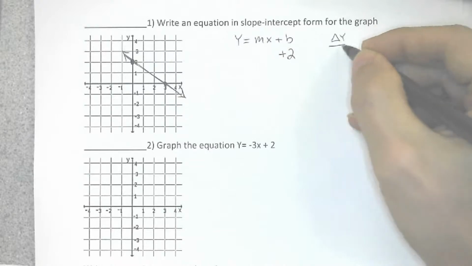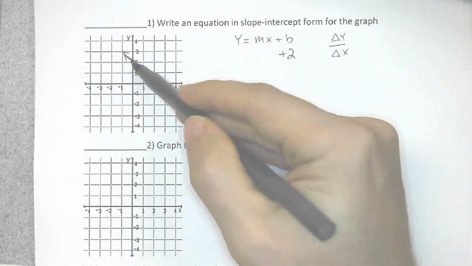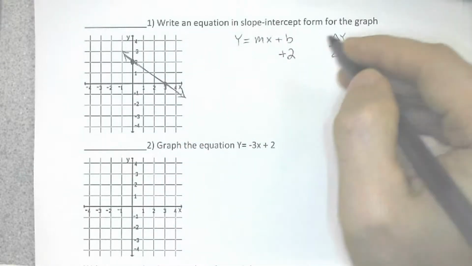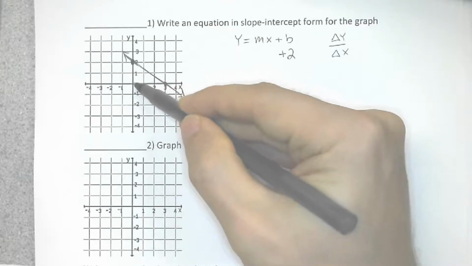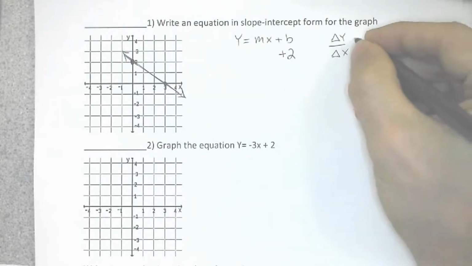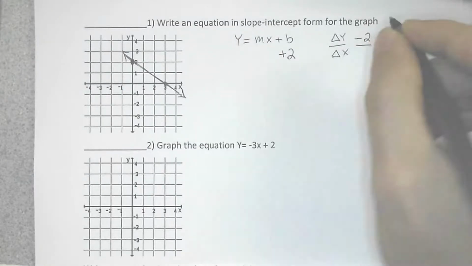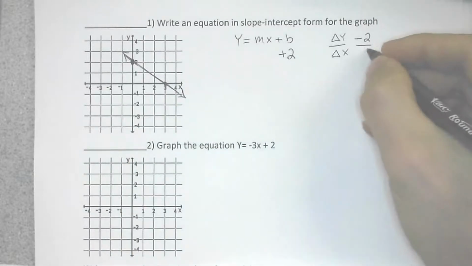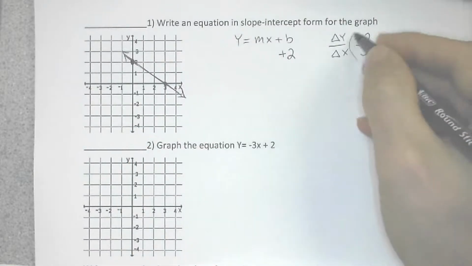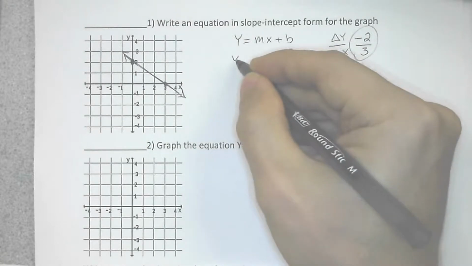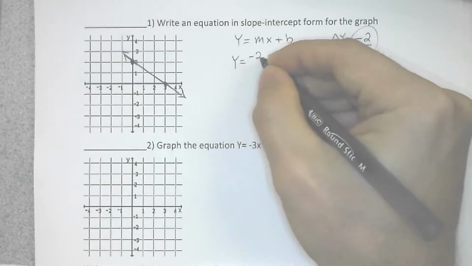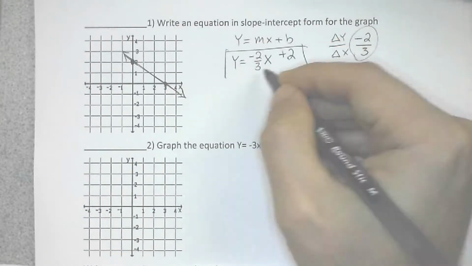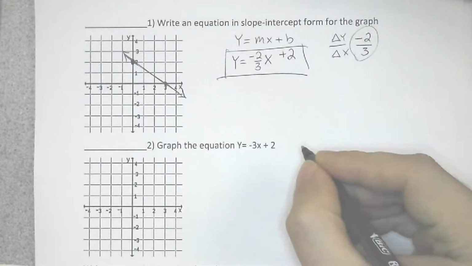Remember, slope is the change in y over the change in x. So to go from this point to this point, from left to right, just like I'm reading a book, my y value, I'm actually going down 2 units. Down is represented with a negative sign, so we have minus 2. As far as my change in x from here to here, I'm going to the right 3 units. So here is my new slope. So I'm going to fill this in. Y equals my new slope, negative 2/3 x plus my intercept 2. And that's the equation of that line in slope-intercept form.